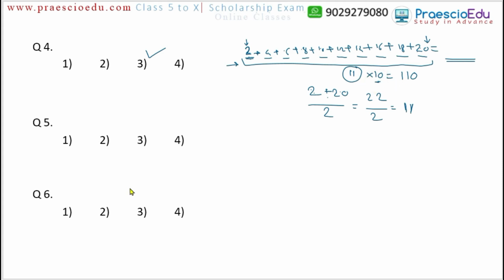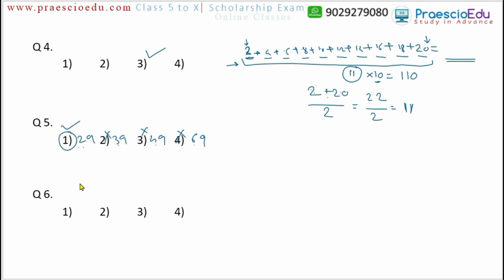Now comes the question number 5. Which of the following is a prime number? If you see, option number 1, 29. Option number 2, 39. Option number 3, 49. Option number 4, 69. 69 and 39 can be divided by 3, so they are not prime numbers, so these are not our option. 49 can be divided by 7, which is not a prime number. But 29 is a prime number which cannot be divided by any other number except 1 and itself. So option number 1 is correct.